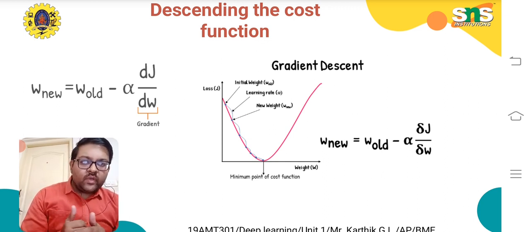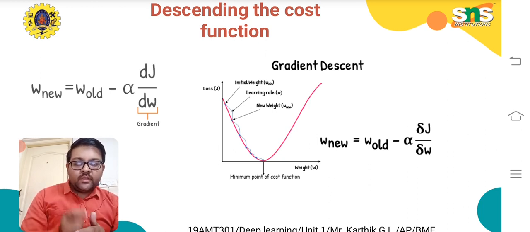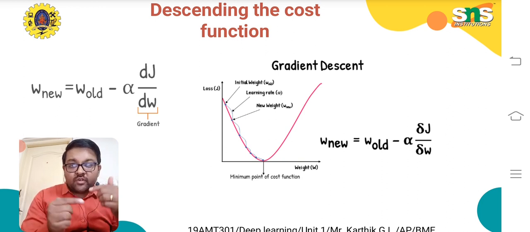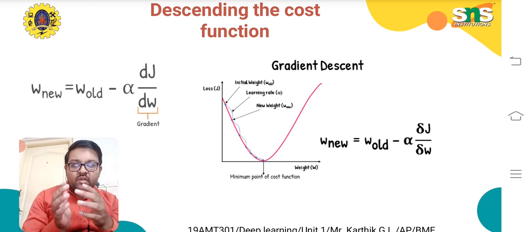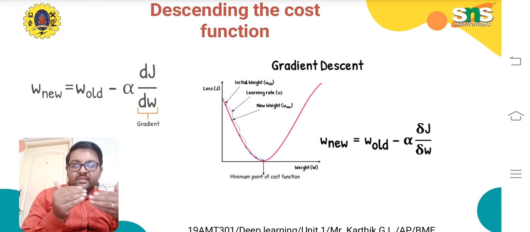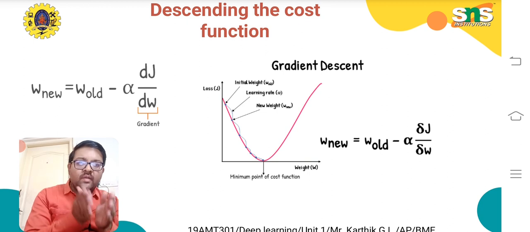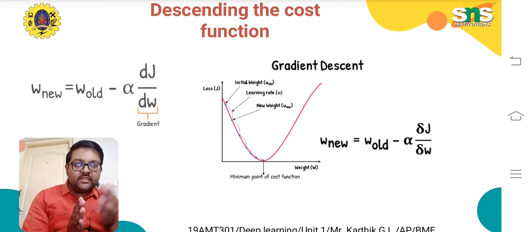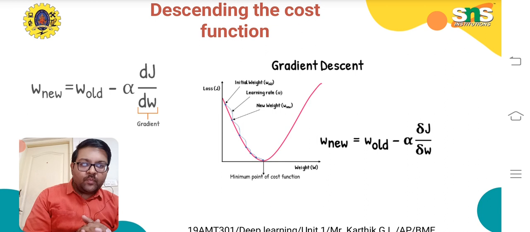In the graph you can see there is an initial weight on the slope of this curve, then the learning rate is the speed at which we reach the minimum point of the cost function, then there is the updating of the weight. There is the initial weight, there is the updating of the weight, W new. Likewise, the weight is updated again and again and again. Then we reach that minimum point where the cost function is less, as shown in this graph.